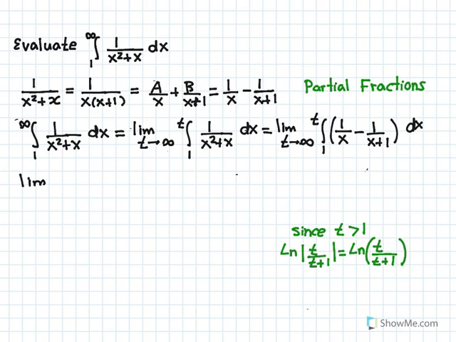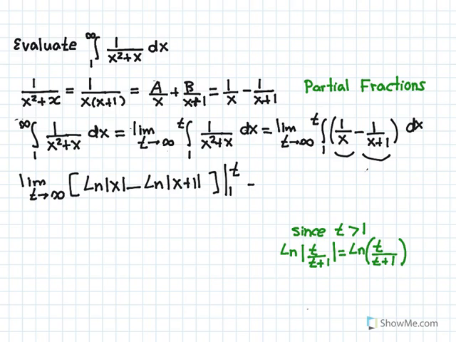Now we get the limit as t goes to infinity. And what is the antiderivative of 1 over x? Well, that's just going to be log of the absolute value of x. Minus, what is the antiderivative of 1 over x plus 1? That's log of the absolute value of x plus 1, evaluated from 1 to t. That's equal to the limit as t goes to infinity. We're going to apply the log rules. Log x minus log y is log of x over y. So we're going to get log of x divided by x plus 1, evaluated from 1 to t.